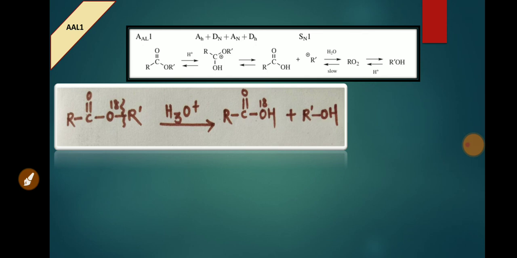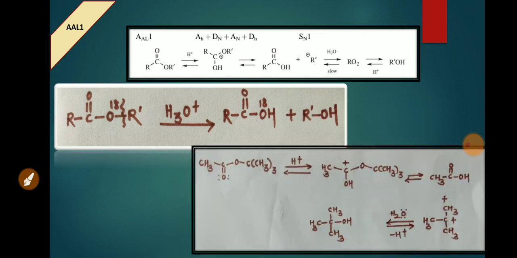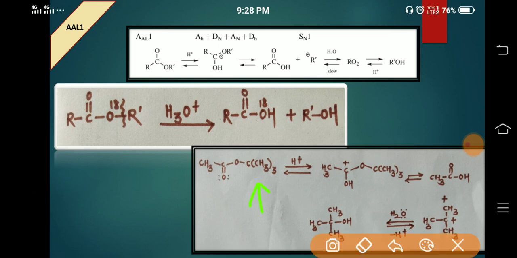Now, here is the example indicating that in the ester, we can see how sterically hindered the R group is, that is, here is a tertiary butyl as the R group of the ester molecule. Its protonation will lead to the generation of a carbocation, because this proton can be abstracted by the oxygen of the carbonyl carbon.